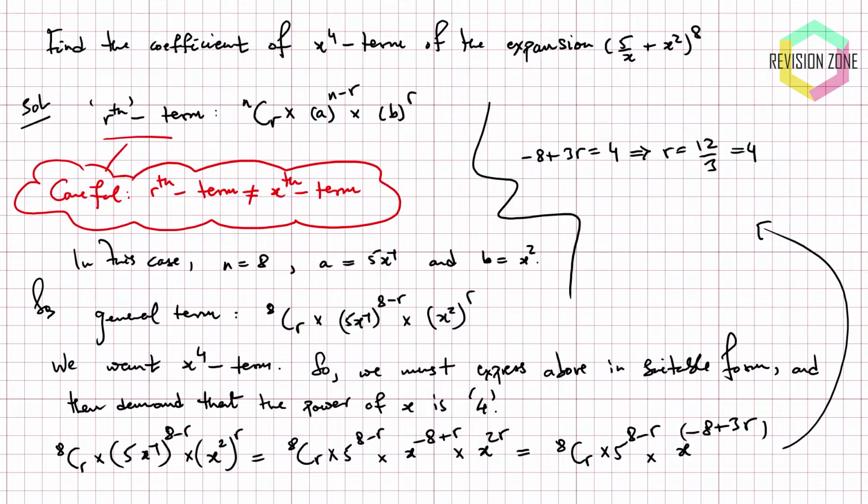Since we have our r, we put this back into the formula, and the r gets replaced by the 4, and the 8 minus r then gives me a 4. I don't have to worry about the x to the power term because we only want the coefficient. If the question asked me for the actual term, I would include this part as well, and I would replace this r by 4, which will give me the power of 4. But in this case, we don't need that, so I'm going to ignore the x term and just keep the coefficient. So the coefficient turns out to be 8 choose 4 times 5^4, and when we work that out on the calculator, it gives us 43,750.